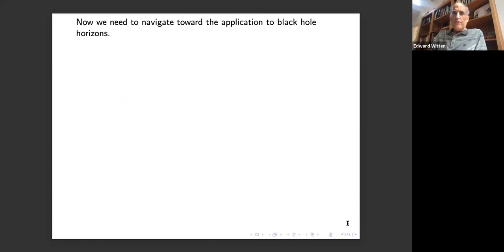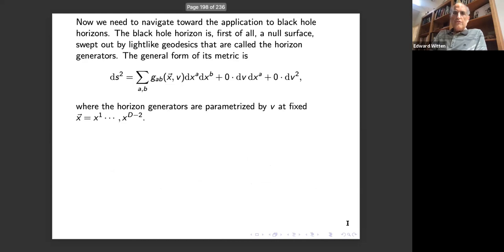So now we need to navigate toward black hole horizons. First of all, the black hole horizon is a null surface swept out by light-like geodesics called horizon generators. For the Schwarzschild black hole, these are the outgoing light-like geodesics. So there's a null coordinate V on the horizon, and calling it null means that the coefficient of dV squared and dV dx^A is zero. So the general form of the metric of any black hole horizon is this, without assuming it's a Schwarzschild horizon or anything simple. That's a universal form for the metric on any black hole horizon.